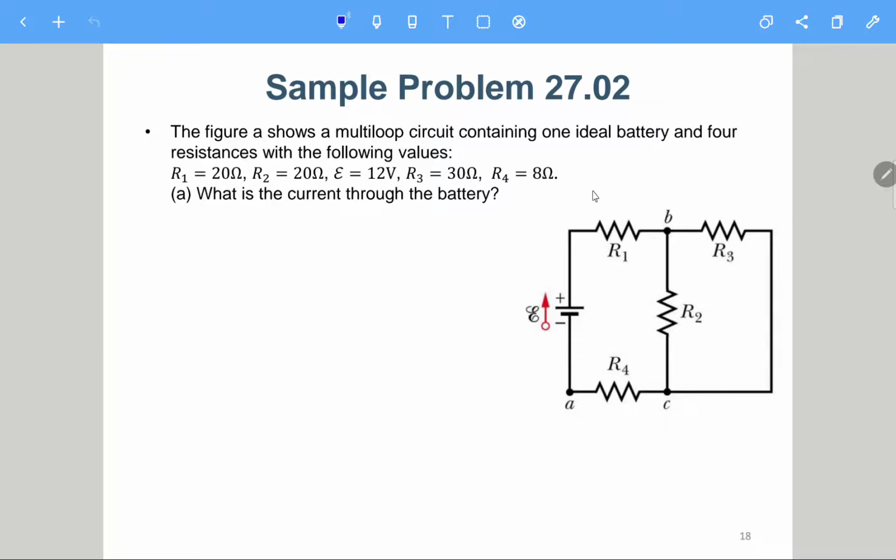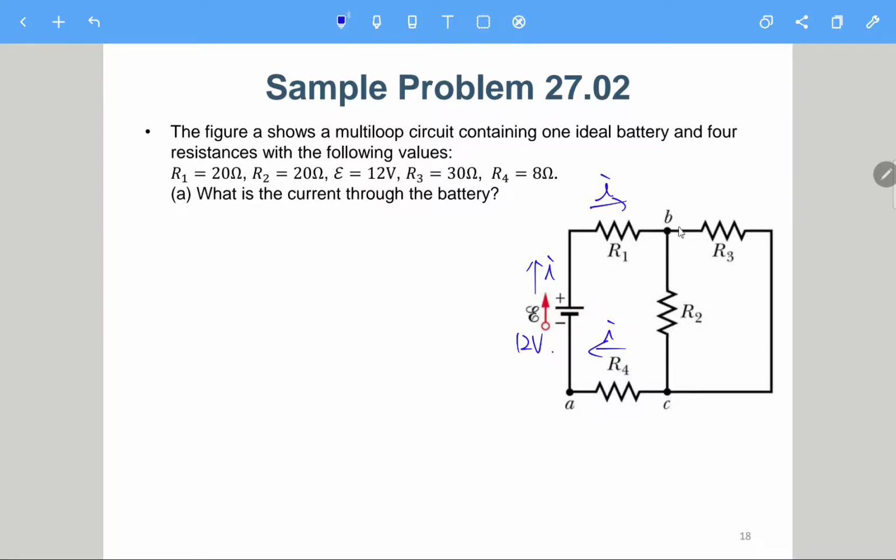We need to solve the whole circuit, and then we refer back to here, and then we can see the current going through the battery. Actually, the current going through the battery is the same as the current going through R1 or R4, which is I, this is I, this is I. At first glance, we cannot solve it directly, but it is not so difficult, I think.